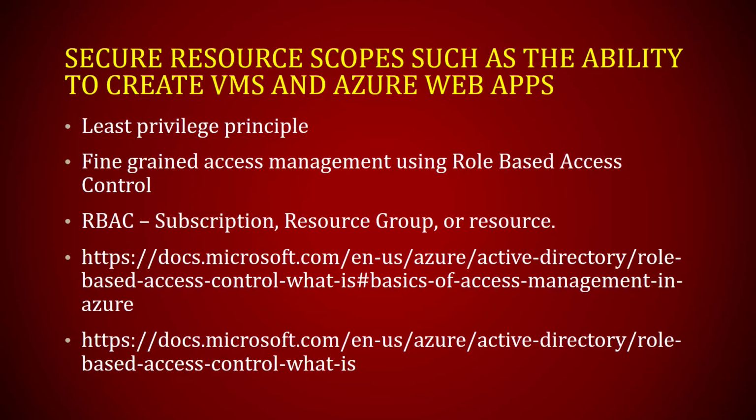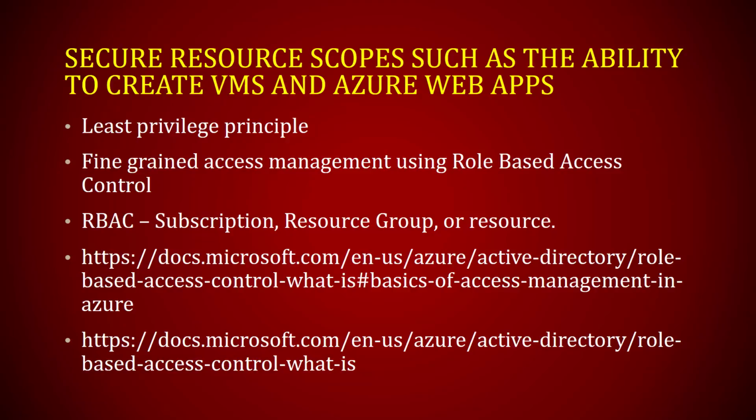So for securing resource scopes, such as the ability to create VMs or Azure Web Apps, the main thing is you start from the same approach you would use with normal design, right? The least privilege principle. Approach it from that perspective, so that you're not giving resources up front that you want to remove later on. You can then implement that using fine-grained access management with RBAC, role-based access control. RBAC can be applied at multiple levels, and again, make sure that we're okay with the different levels we can put it into.